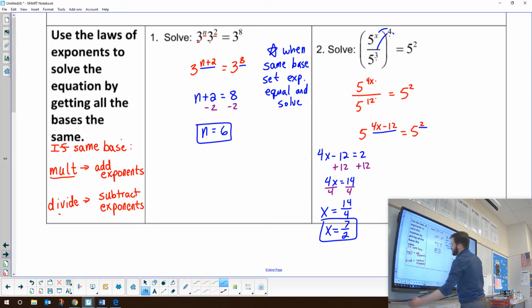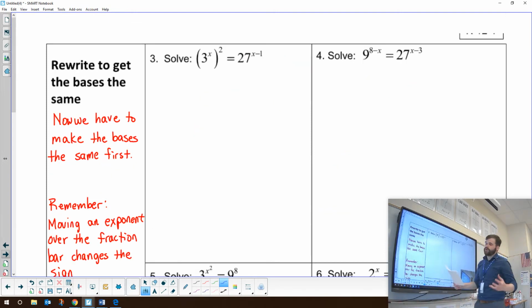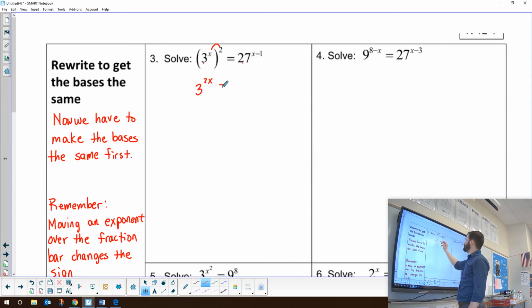All right, so that's what happens when we start off with multiples of the same base. But what if we start off where we don't have the same base? This one is 3 and this one is 27. Obviously not the same base. So we're going to try to simplify both of these and create the same base. So here we go. 3 to the power of x squared, well, we're going to multiply by my exponents. It's going to be 3 to the 2x equals 27 to the x minus 1.